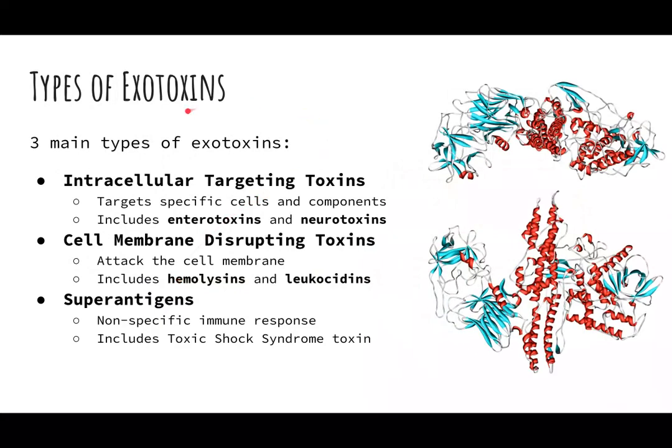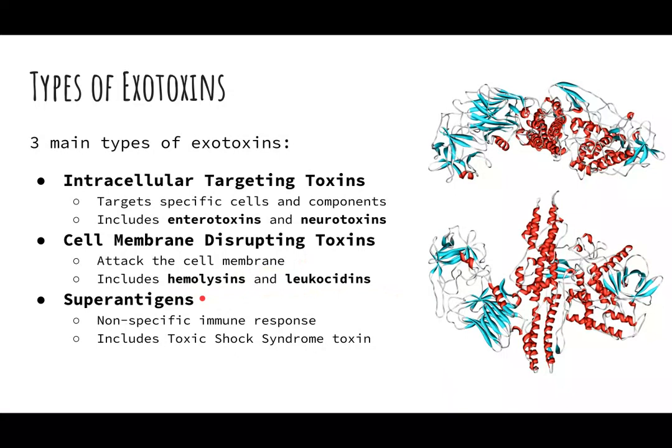We have three main types of exotoxin: intracellular targeting toxins, cell membrane disrupting toxins, and superantigens. Intracellular targeting toxins are going to go inside of the cell and target specific things inside of the cell. This includes enterotoxins, which target intestinal cells, and neurotoxins, which target nerve cells. Then we have cell membrane disrupting toxins. These attack the cell membrane, and include hemolysins, toxins that destroy red blood cells, and leukocidins, toxins that attack white blood cells.